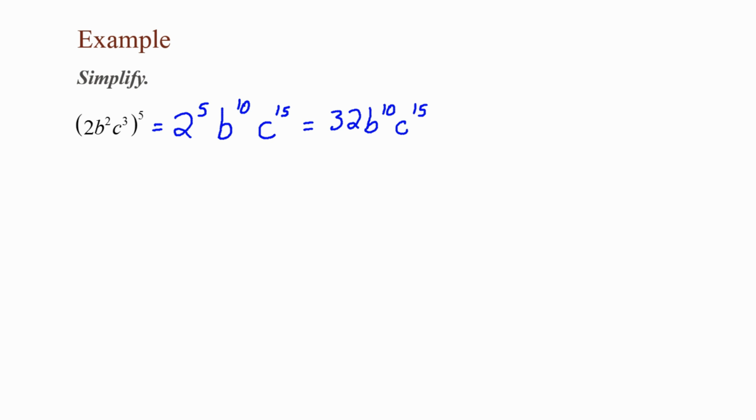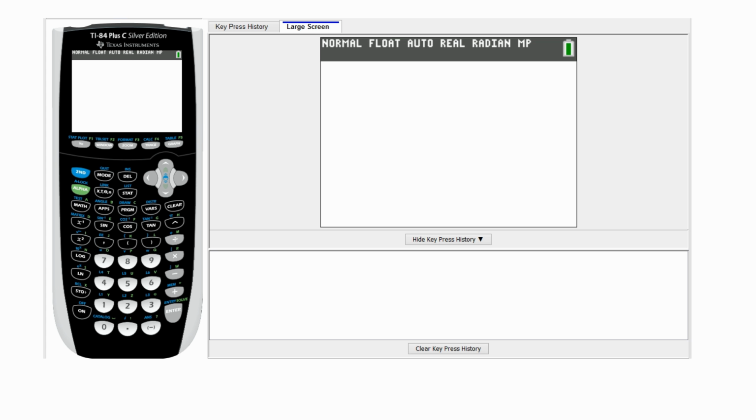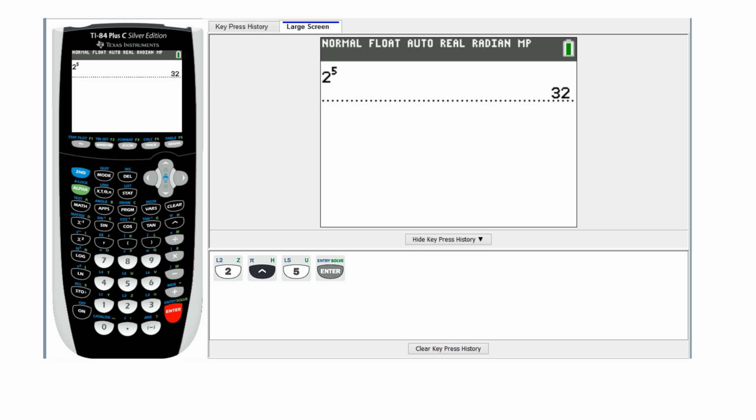If you're unsure what 2 to the 5th power is, you can go to our calculator. We want 2 to the 5th power, so you type in your 2. Then you use the button that looks like a little rooftop, your caret. Then type in your power, which is 5. Enter. And that's how we get our 32.